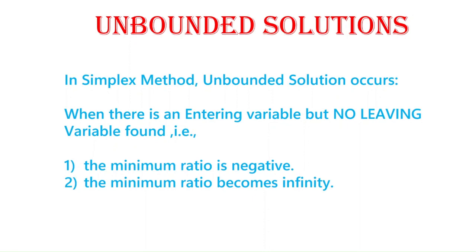So there are two cases where, for the leaving variable, we have to consider the minimum ratio. If in the minimum ratio we are getting negatives, all of the minimum ratios are negative, then we can say that it's an unbounded solution. Second case, when it becomes infinity, that means when we are dividing the basic solution with the coefficients of the Ai's, if there is 0 in some denominator, it becomes infinity. So that also can be considered as an unbounded solution.